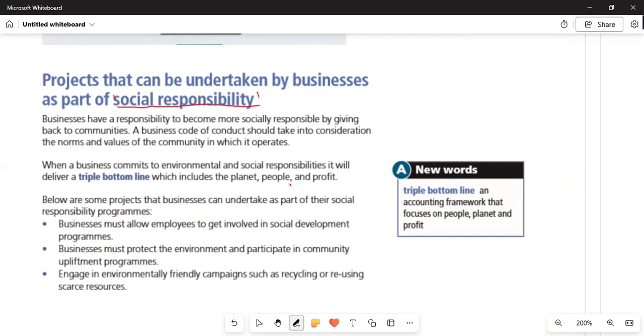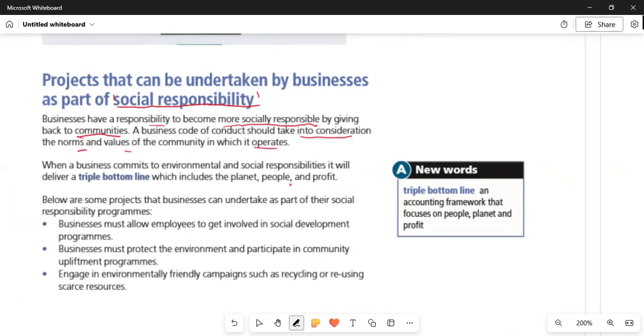They can as well practice this social responsibility. So you are saying business is responsible to become more socially responsible by giving back to the communities. That's what I'm saying. So a business code of conduct should take into consideration the norms and rules of the community in which it operates.